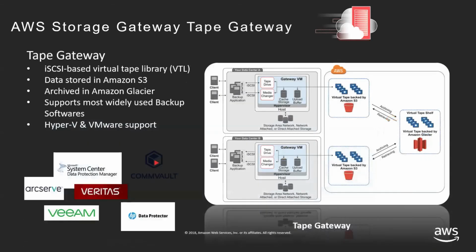All right, let's talk about tape gateway. So tape gateway is essentially your drop-in replacement for your tape library. It's a virtual tape library. Again, your data is stored in S3. You set lifecycles to perform archives to Glacier and Deep Glacier as well, and it supports most backup software. And again, it's also Hyper-V and VMware supported.